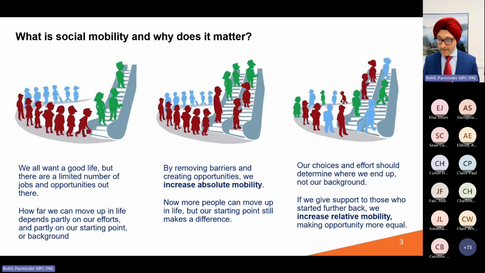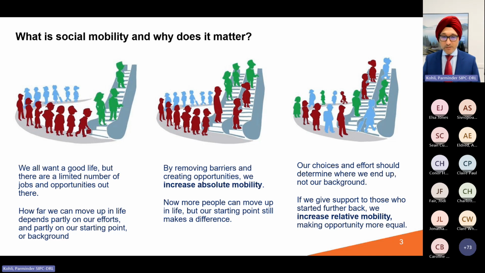Now, by removing barriers and creating more opportunities, we can increase the absolute mobility. So clearly there are more opportunities for people to progress, but still it does matter where you are in the queue. And finally, I think that's the purpose of this conference this morning as well. What are the targeted interventions we can do? What kind of help can we provide for people who are really back in the queue to improve their chances? And that's what we call relative mobility. And that mobility can be determined in terms of employment opportunities, housing or income mobility.